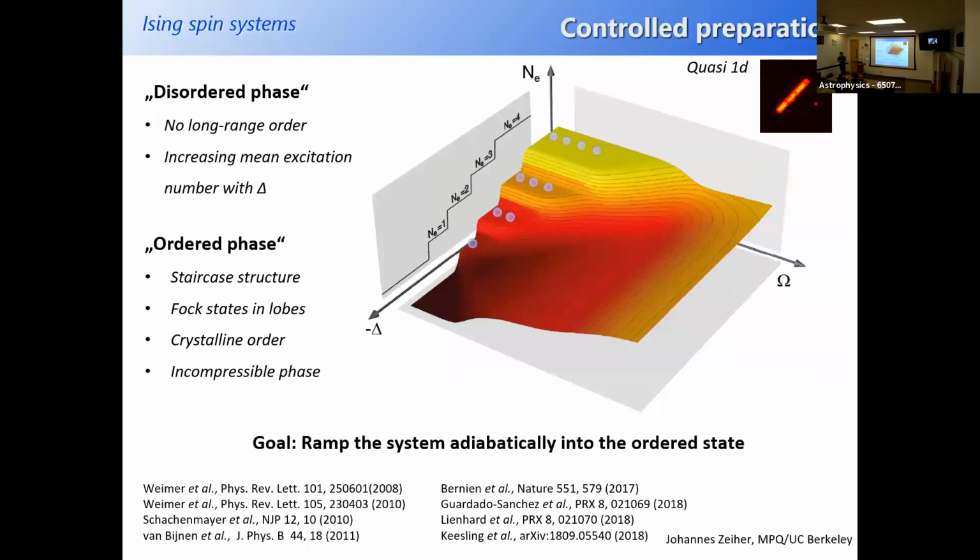And the goal of our experiment is to explore the phase diagram. In the first experiment, we're going to start in a state where all the spins point down, following a trajectory through the phase diagram by varying delta and omega to end up in a specific target state. So we want to adiabatically ramp the system from one ground state to another ground state.